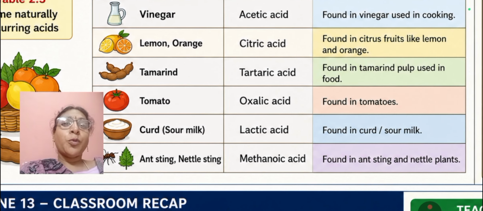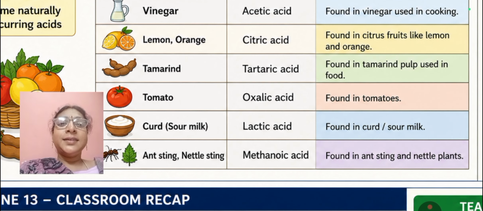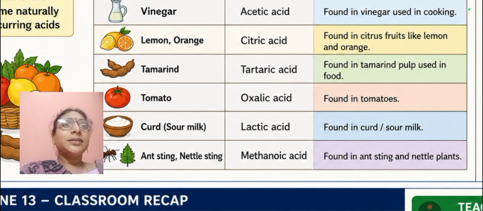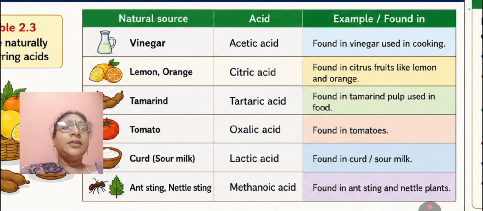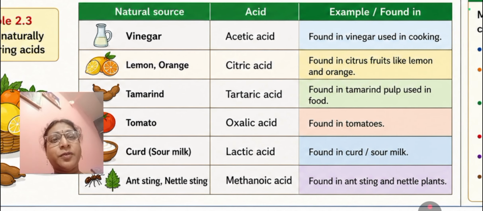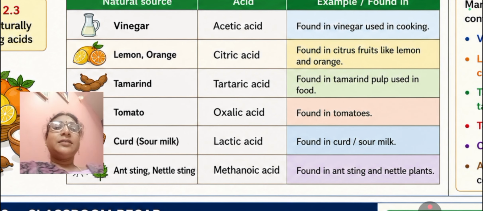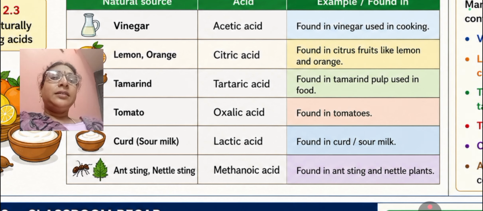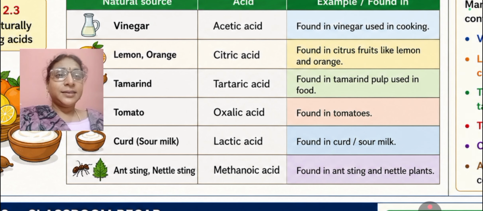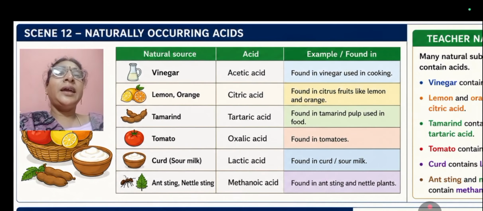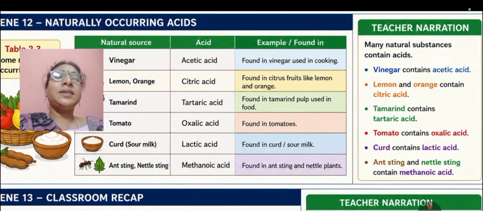Found in tomatoes. Next, curd, also called sour milk. Curd contains lactic acid. This acid is found in curd, which is sour milk made from milk. And ant sting and nettle sting contain methanoic acid. So this is also found in ant stings and nettle plants. These are the acids we see in our surroundings.